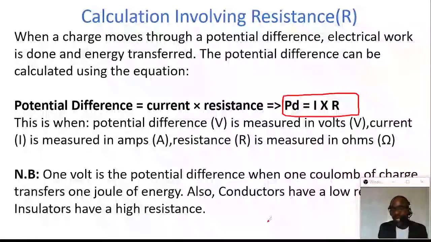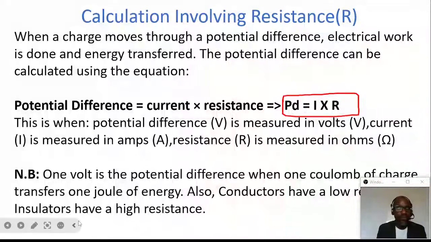Also, conductors have low resistance, insulators have high resistance. Take note, conductors, very, very important. Conductors have very low resistances, while insulators have high resistance. The reason is very simple, but we are going to do details of that in our subsequent classes.